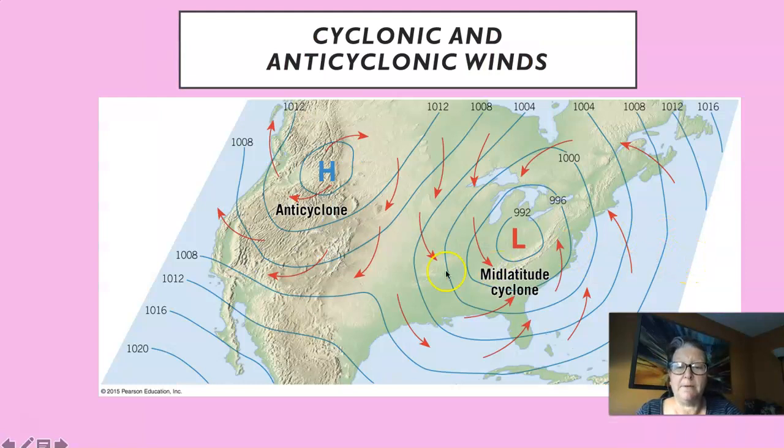Here's a whole map showing high pressure and low pressure, and the arrows are showing the wind direction. Here are the isobars. Remember, they don't go directly from high to low. Remember, there are other factors involved like the Coriolis effect and friction with the ground surface. But in general, the wind is blowing away from the high and towards the low.